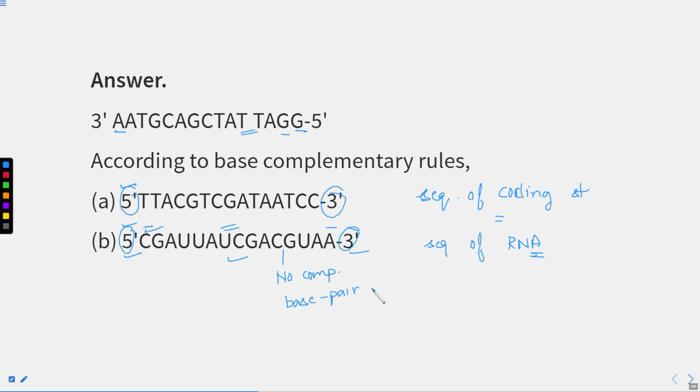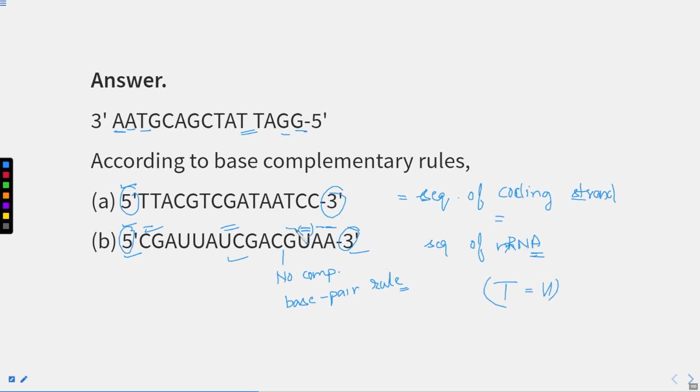Okay. We will not apply the complementary base pair rule here because we know that the sequence of the coding strand is equal to the sequence of the messenger RNA, or you can say the sequence of the primary transcript. But we have to change the polarity here. This is clear. You can see A and A. Then we have the T, but instead of T, you will replace it with uracil, because in mRNA thymine is replaced by uracil.